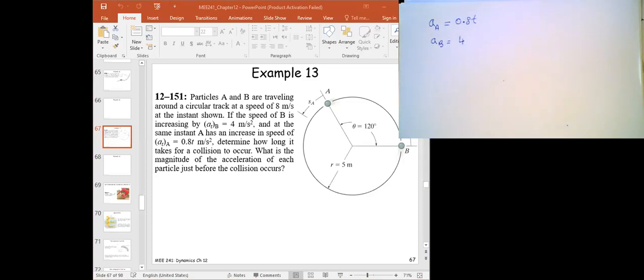What is the question? Okay, so I have these two particles. They have an initial velocity of 8 meters per second, and then each one has its own acceleration. I would like to find what time these two particles will collide. Try to find the position equation for both of them in terms of t.